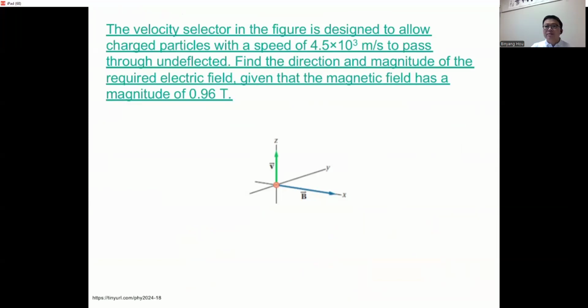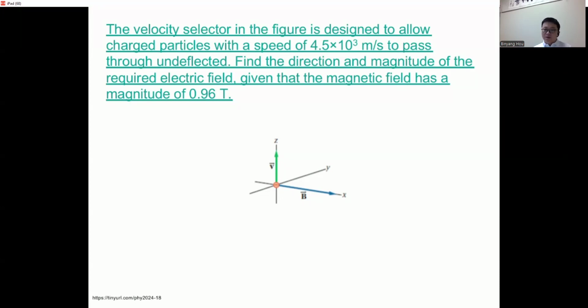Okay, let's take a look at this example here. It says the velocity selector in the figure is designed to allow charged particles with a speed of 4.5 times 10 to the third meters per second to pass through undeflected. Find the direction and magnitude of the required electric field.